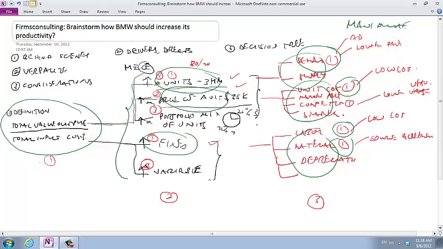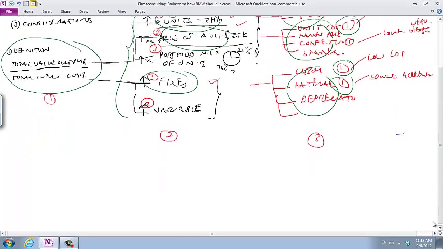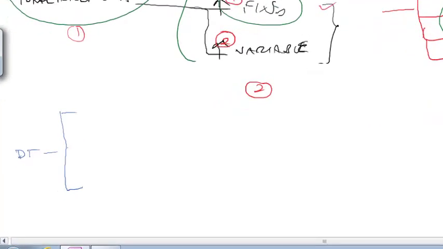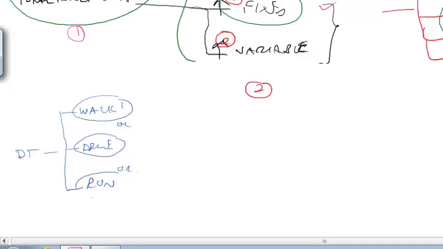Types of decision trees. Remember, you get many different types of decision trees. I'm just going to scroll down a little bit here to be able to draw this out. You have decision tree 1, where you have, let's say, how can you go to the market? You can walk, you can drive, or you can run there. Do you notice they're all mutually exclusive? You can either walk, or drive, or run. You can only pick one at a time. You cannot pick more than one.